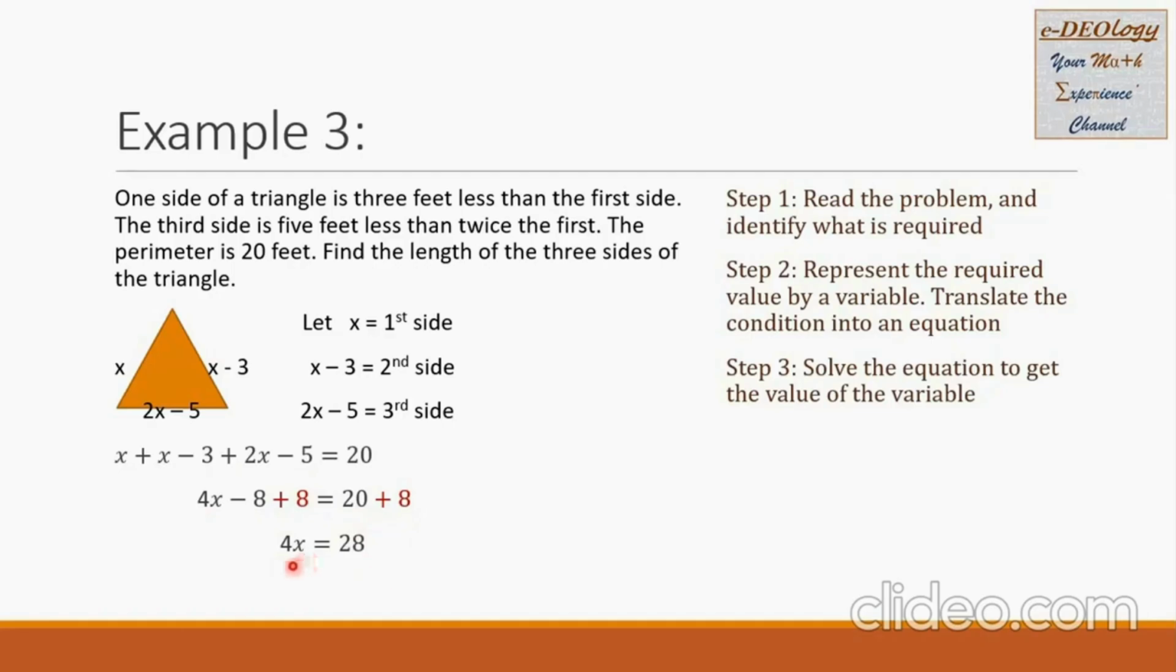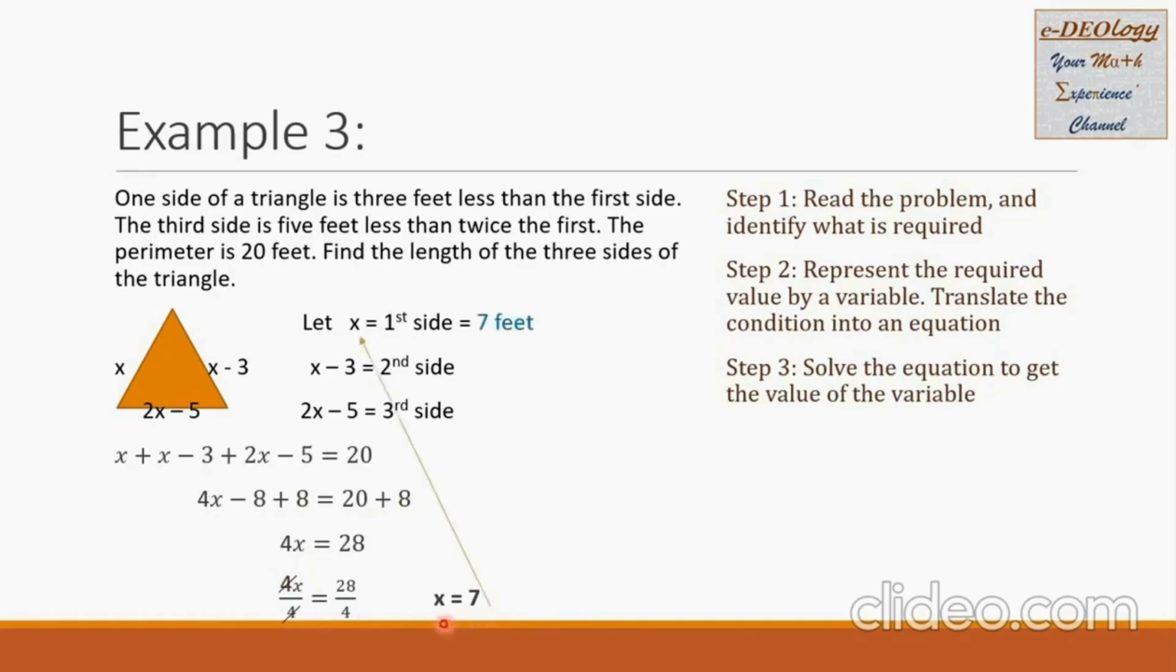Let us divide the equation by the coefficient of x, which is 4. 4x divided by 4 equals 28 divided by 4. So we can now cancel the 4 and the 4. Only x is here, equals the quotient 7. So x equals 7.